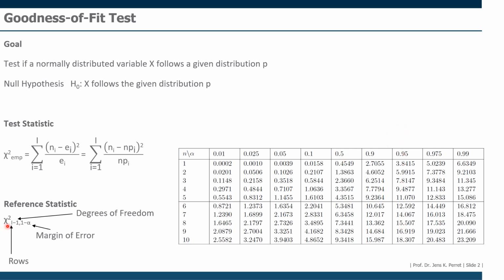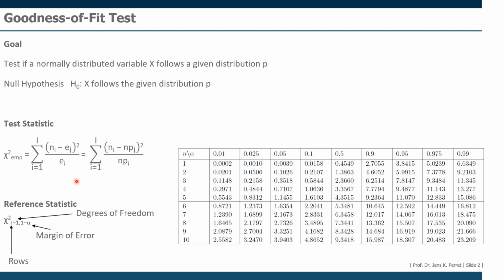Then we have I minus 1. As I said, if we use an example where the rows, the number of groups, is actually 4, then the degrees of freedom would be 3. We would look up in row 3, and we would get this value.